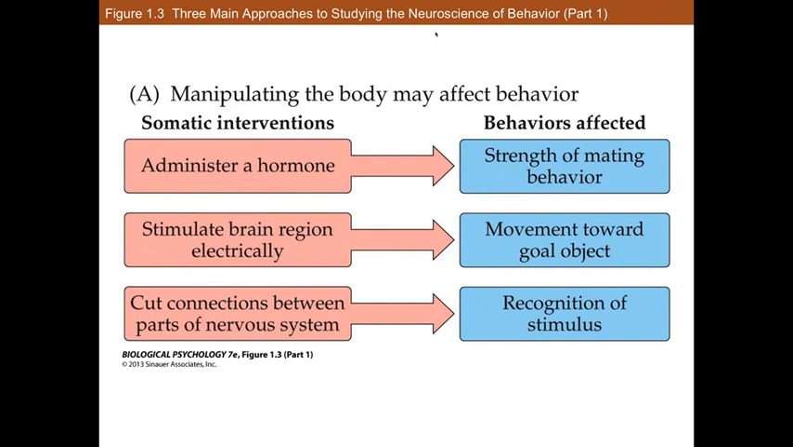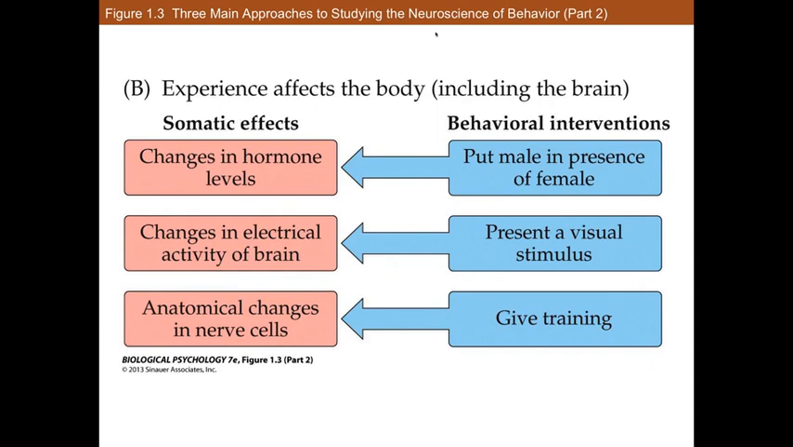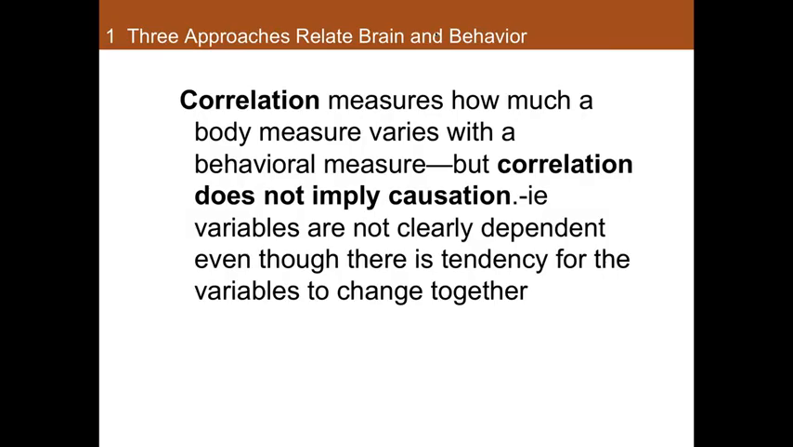So how do we study neuroscience of behavior? One way is to manipulate the body to see how that affects behavior. So we might give somebody a hormone or stimulate a part of the brain electrically, or put connections between parts of the nervous system to see what happens. Or we might try to see how experience affects the body, including the brain. So we might put a male in the presence of a female and see if hormone levels change, present a visual stimulus to see if there's changes in electrical activity in the brain, and give training to see if that causes anatomical changes in the brain.